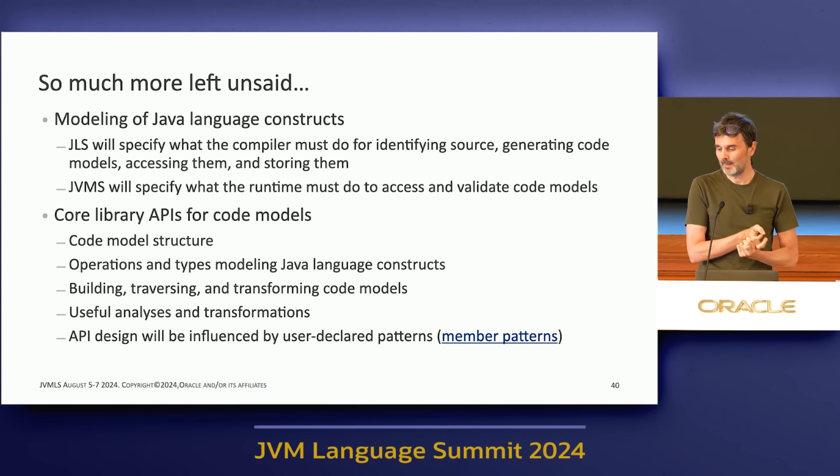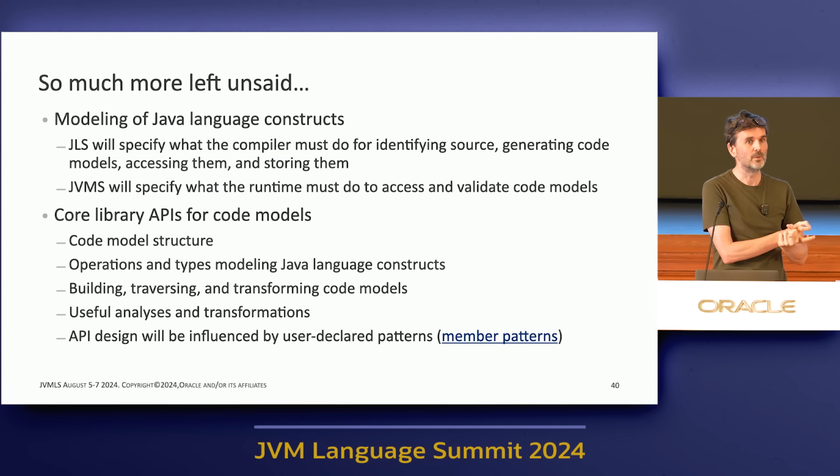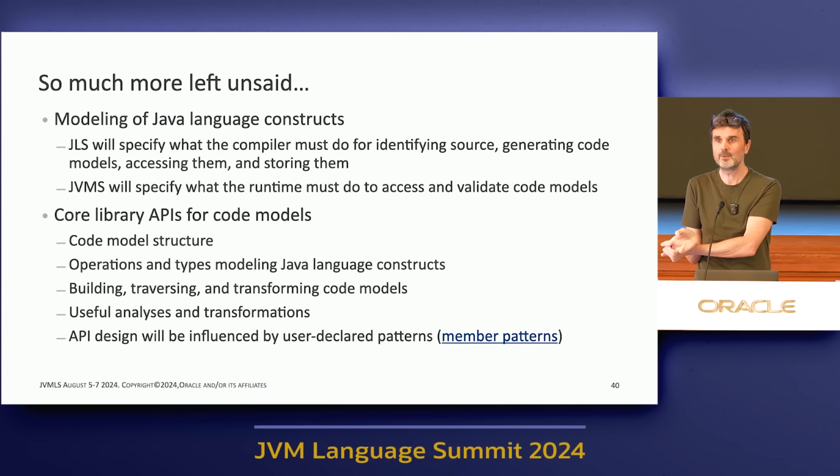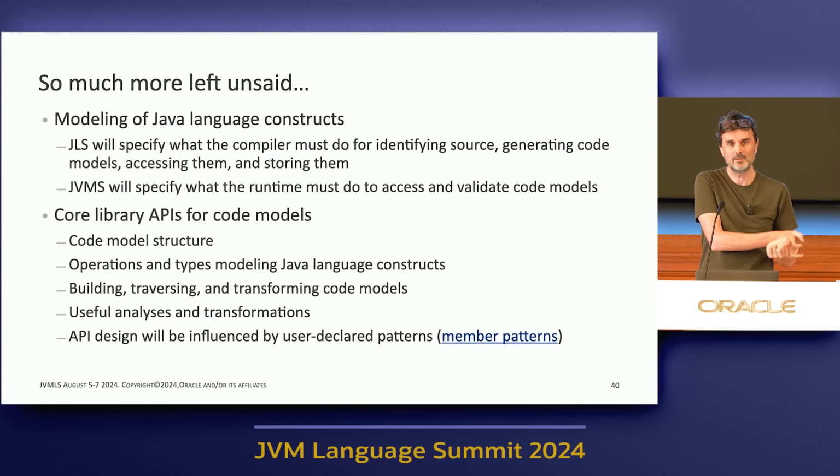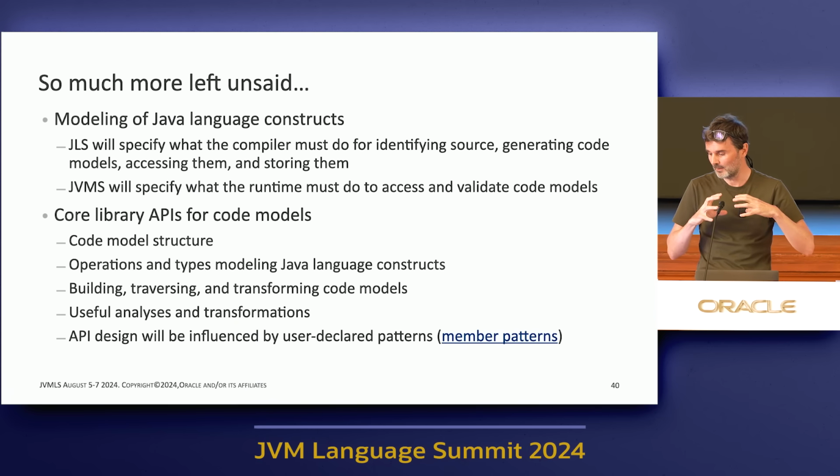I didn't really talk about APIs much. I showed you a bit for code models. On the code model structure, I showed you a bit. I didn't show you much about the operations and how we're modeling Java and the arrangement and all the building, traversing, and transforming you can do. So if you're interested, I encourage you to look at the test cases in Babylon and look at the examples there. There's a whole bunch of useful analysis and transformations I showed you at a high level.